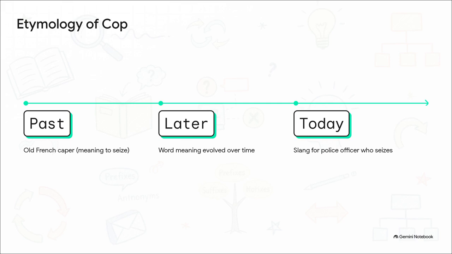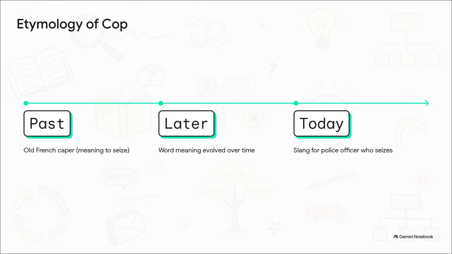Understanding where a word came from can often unlock its current meaning in a way that a basic, standard definition just can't. Take a look at the timeline for the word cop. It didn't just magically appear out of thin air. It actually evolved from the old French word caper, which meant to seize or to take.